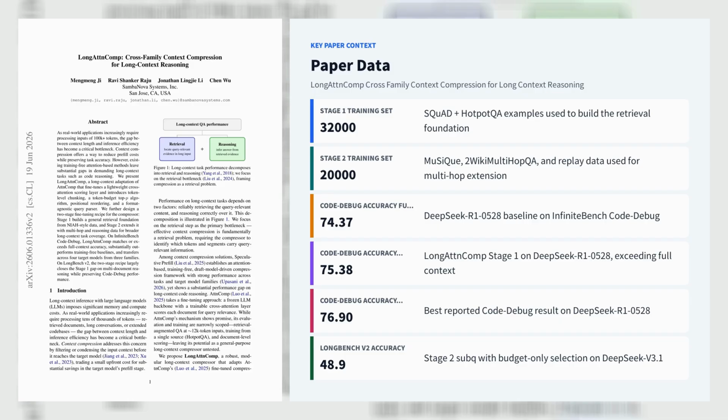On LongBench V2, Stage 2 with budget-only selection and a 512 token parsed query climbs to 48.9% on DeepSeek V3.1 and 49.7% on DeepSeek R1-0528, recovering 7.12 points over Stage 1. The paper's main technical takeaway is that task coverage is driven more by training data composition than by architectural limits, and that inference settings such as chunk size and selection mode must match whether evidence is concentrated or distributed.